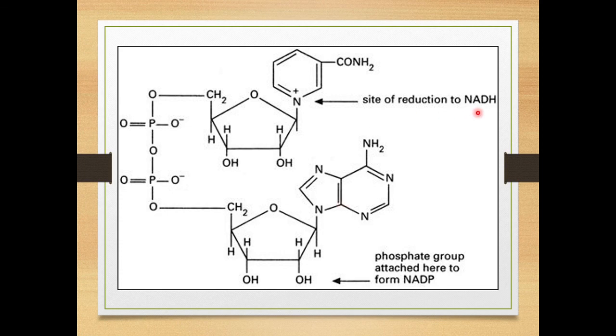The difference between NAD and NADH is here. There will be an additional H group in the NADH. And NADP is what? NADP has the same structure as NAD, but there will be a phosphate group on the second carbon atom. This portion is the first carbon atom, this is the second carbon atom. There will be a phosphate group attached here. So then it becomes what? NADP.